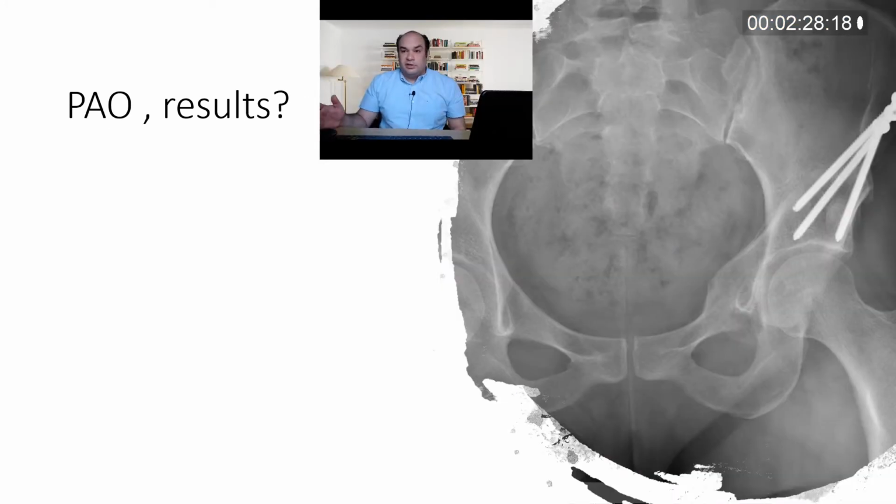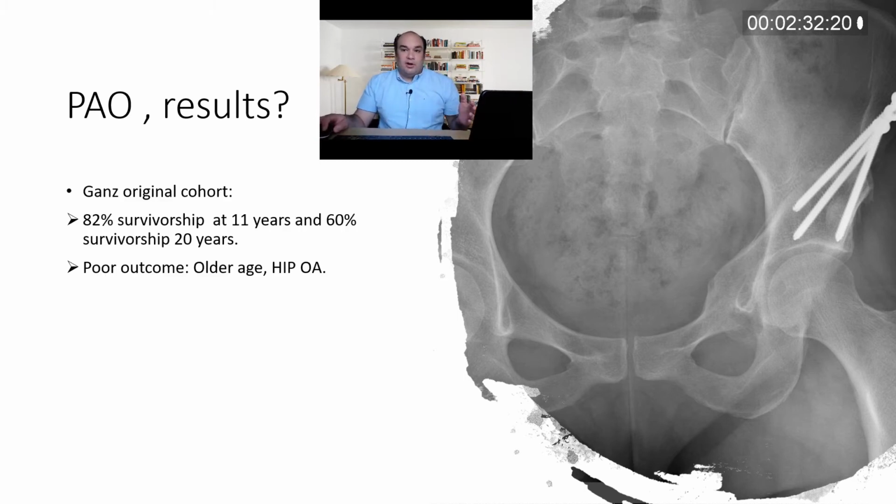So what are the results of the Ganz periacetabular osteotomy? Approximately 80% survivorship at 10 years and 60% at 20 years. This was in the original Ganz cohort. Poor outcome was associated with older age, so above 35 years old, and in some studies above 45 years old have lower outcomes. Presence of hip arthritis is another indicator, of course, for poor outcomes.